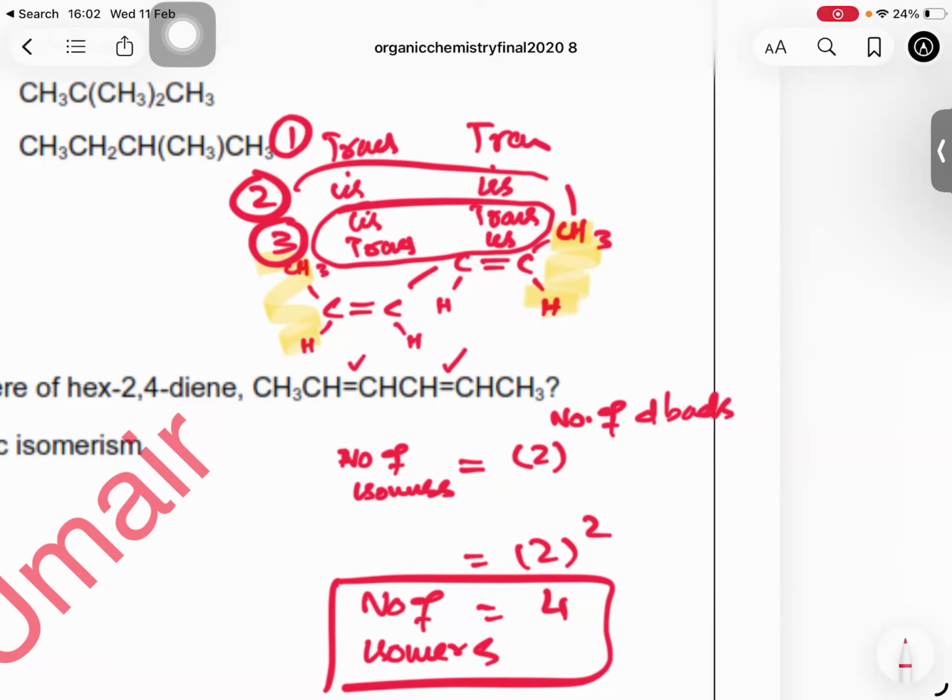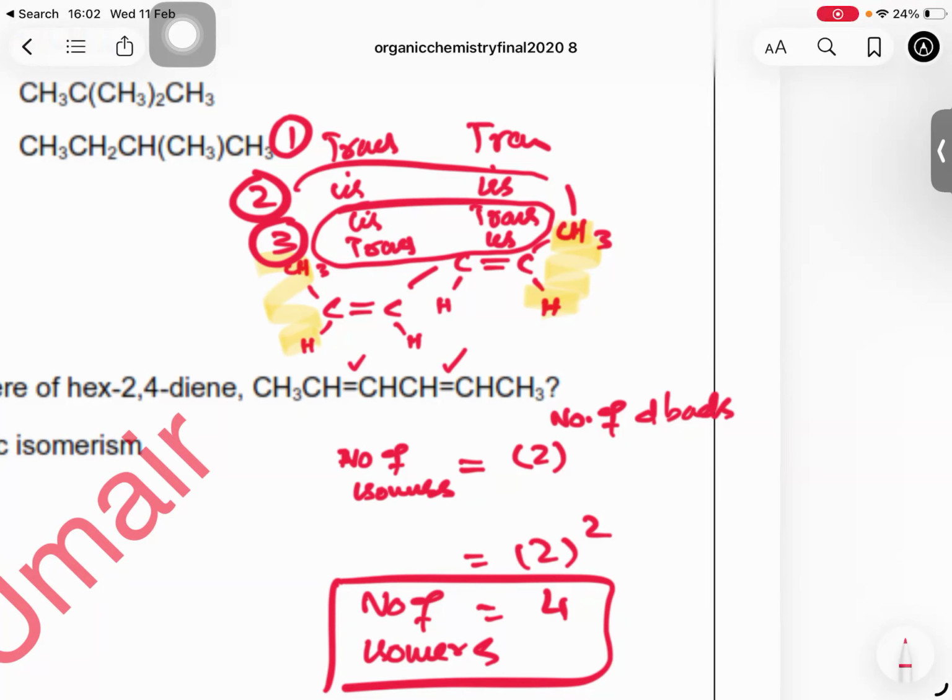So 2 raised to power 2 is 4. So subtract 1 to get 3. So अगर 8 होते हैं, फिर minus 1 करते हैं, फिर minus 2 करते हैं, क्योंकि फिर वो last दो same आ जाते हैं ना. Cis-trans और trans-cis same होते हैं.